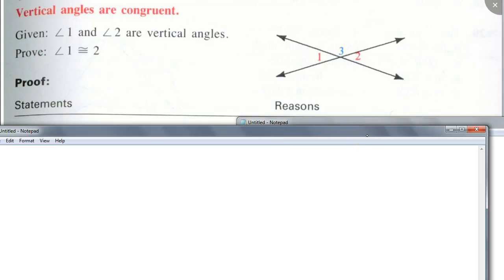Okay, let's prove this theorem. Like I said, this is one of the nice theorems. It's really short. If that's given, angle 1 and 2 are vertical angles, does that really help us?